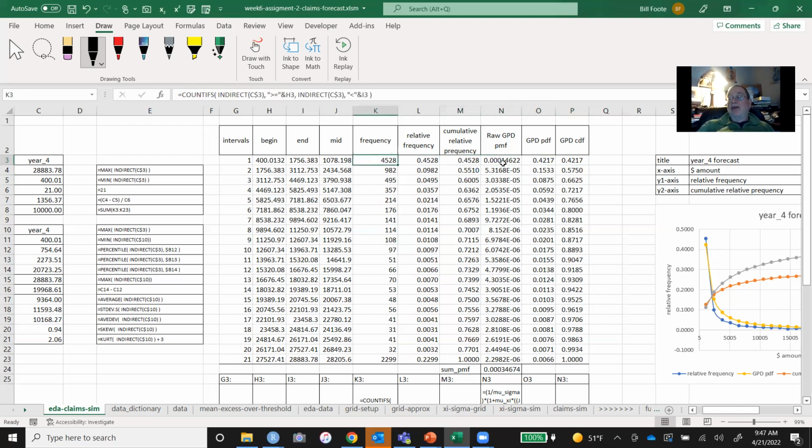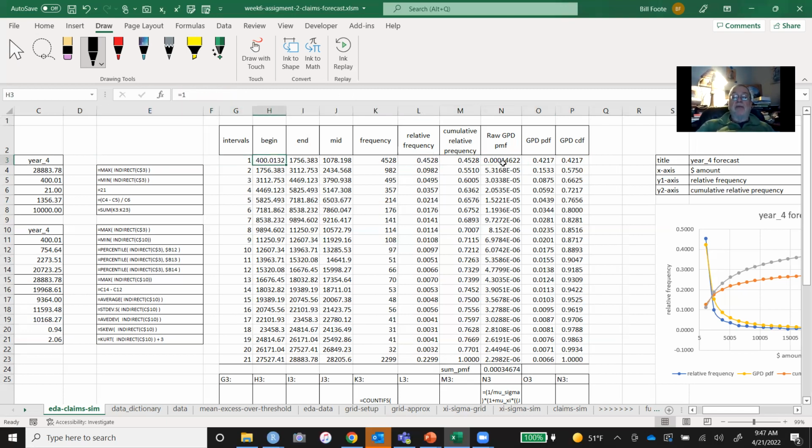This frequency is like a mass. And then we get the relative mass. And then we get the cumulative relative. Raw GBD is like the mass, you know, the frequency mass and so on. Okay, so that's where we get that from.